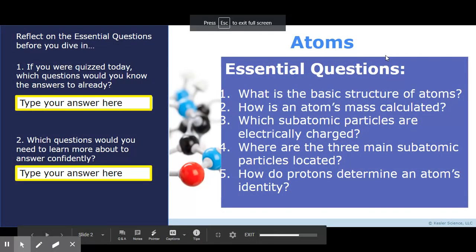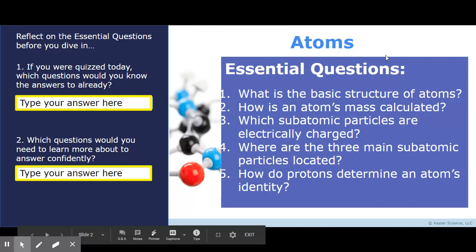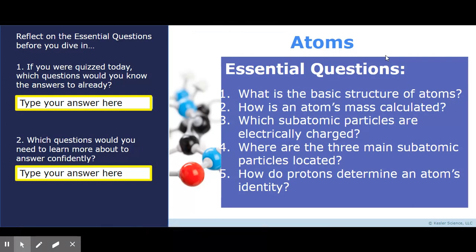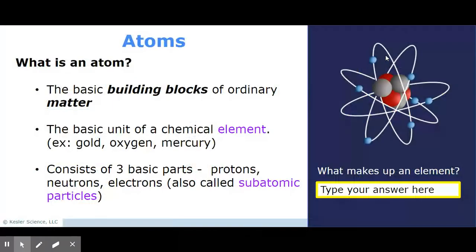Okay, so here we're going to decide which ones we can answer and which ones we may need to learn more about. What is an atom? The basic building blocks of ordinary matter. The basic unit of chemical elements. It consists of 3 parts, protons, neutrons, and electrons. It's also called the subatomic particles.